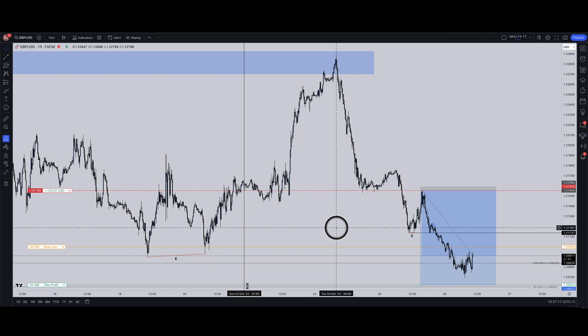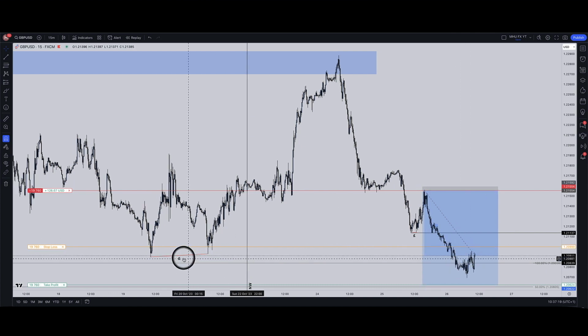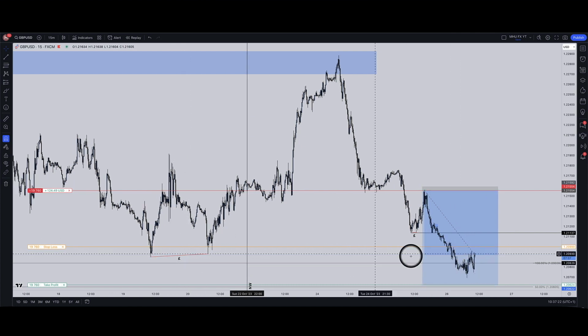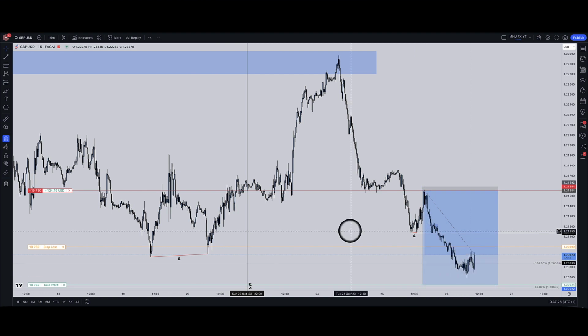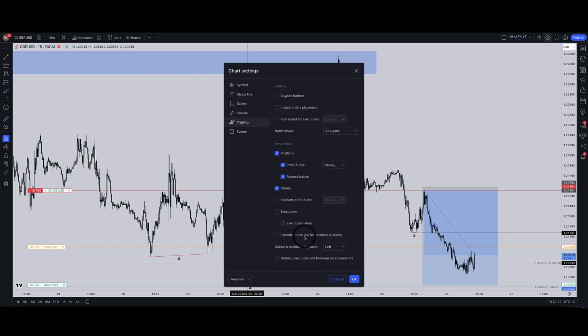All right, guys, so it's the next day now. You can see that GU has come to take out this low down here. This morning, I did see price down here, so I did go ahead and take partials. So I'll quickly show you that. You can see I took partials over here. I took another set of partials beneath these equal lows down here.